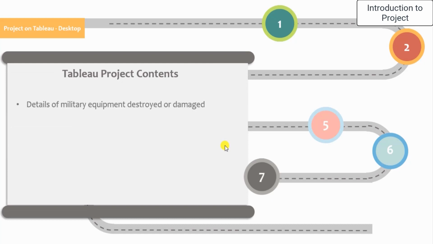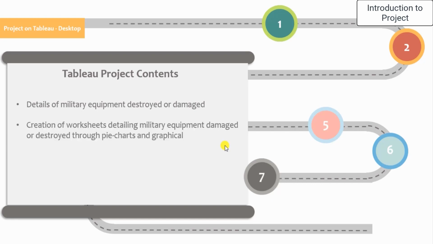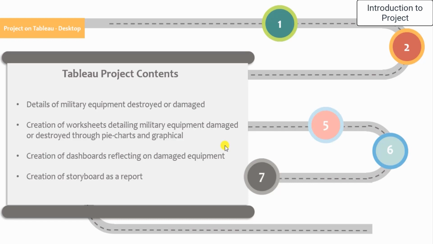Well, we have the details of military equipment destroyed or damaged. Then we will be working on the creation of worksheets detailing military equipment damaged and destroyed through pie charts and graphical representation. We'll also be creating dashboards reflecting on the damaged equipment. So whilst we will have prepared the worksheets, those worksheets will be dragged and dropped on the dashboards, and we will be processing it on the dashboard. And then finally, we'll be creating a storyboard as a report of what we study and analyze on the dashboard and the worksheet.